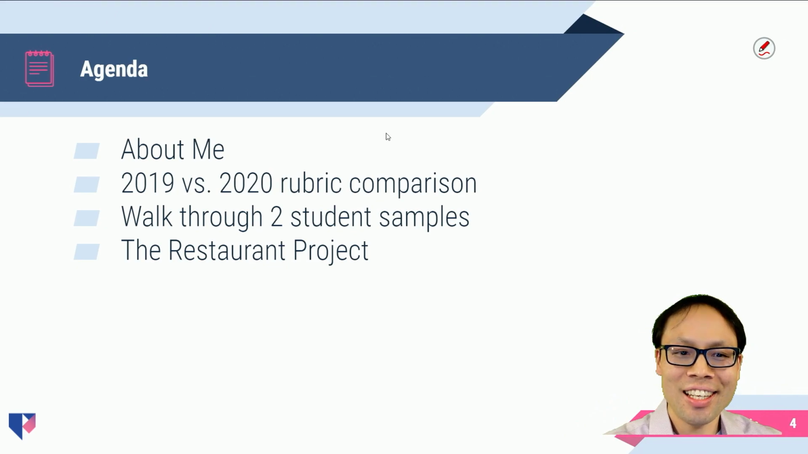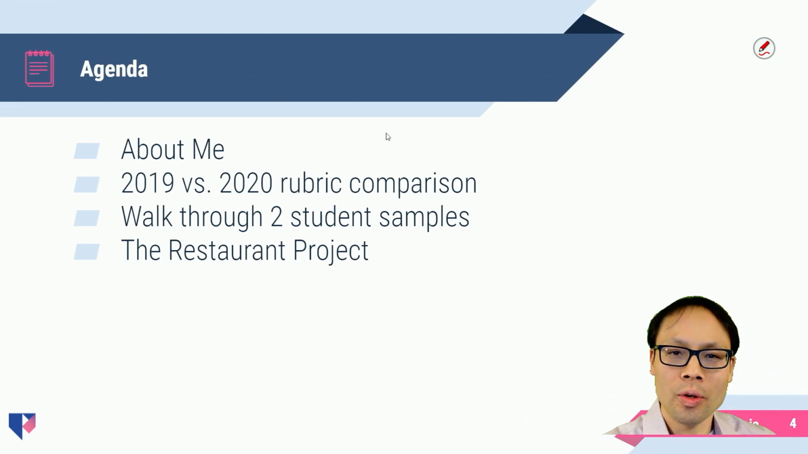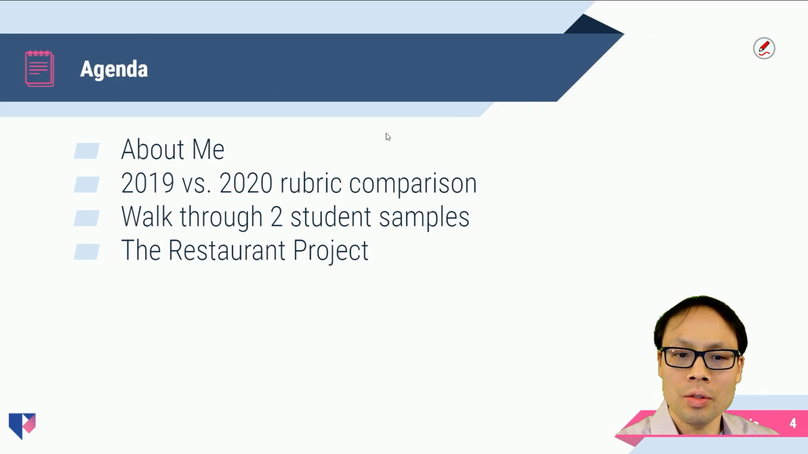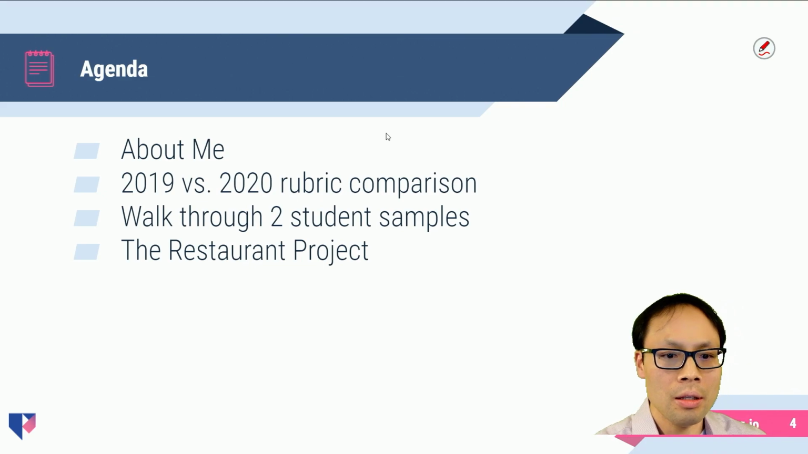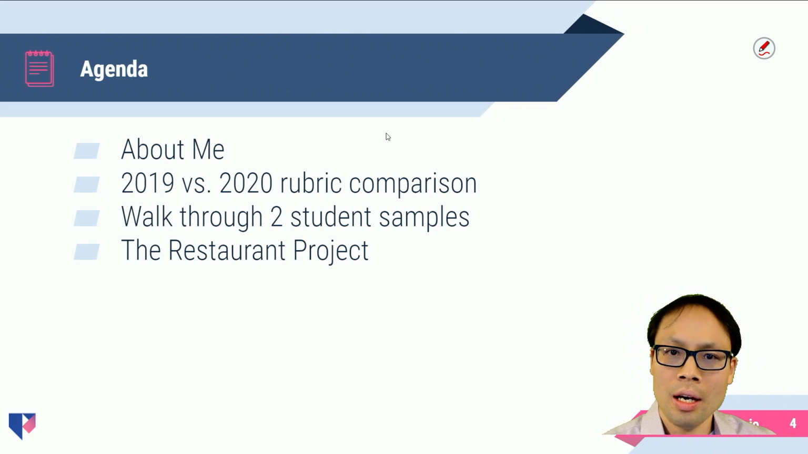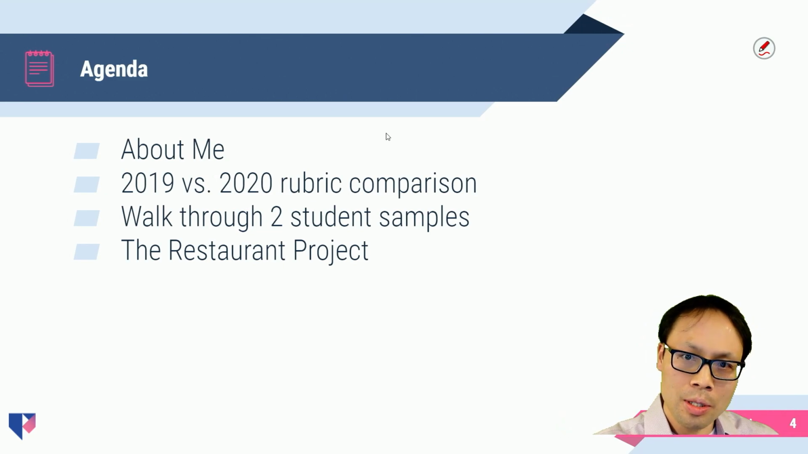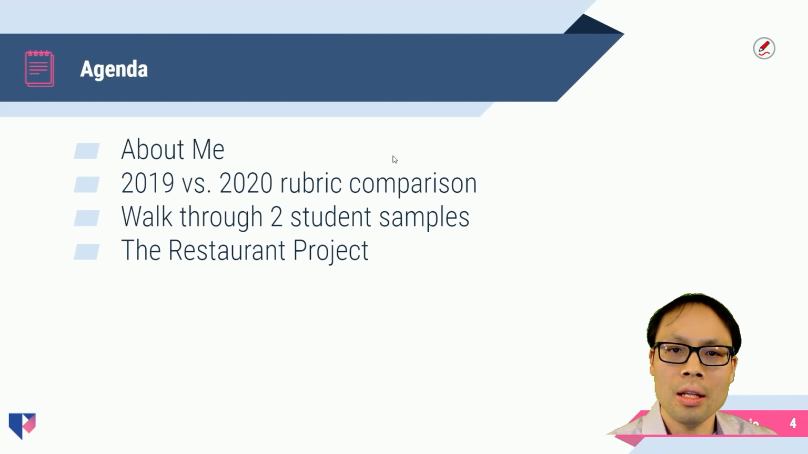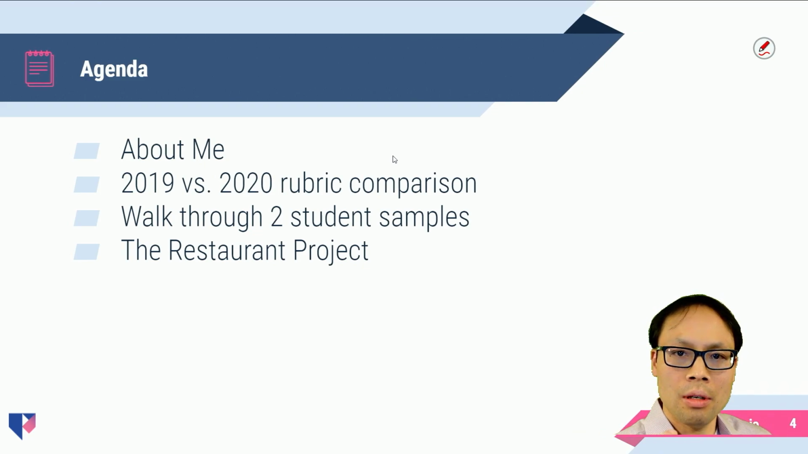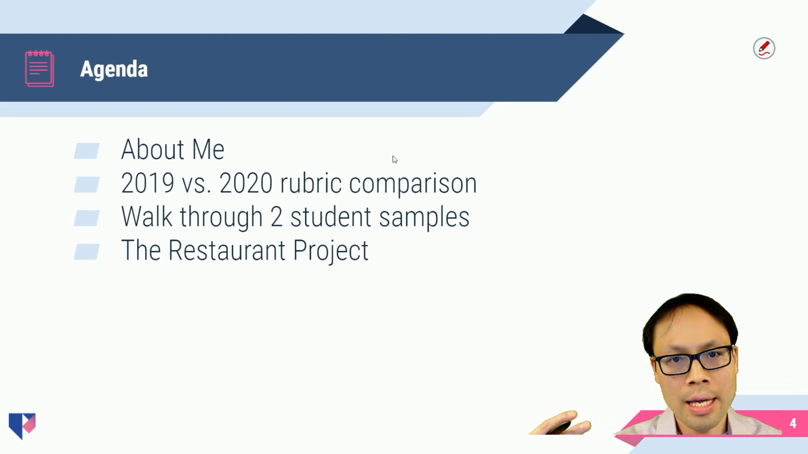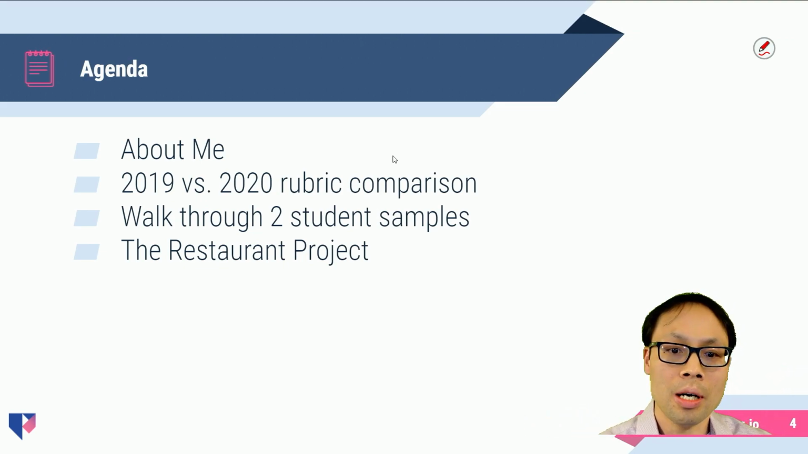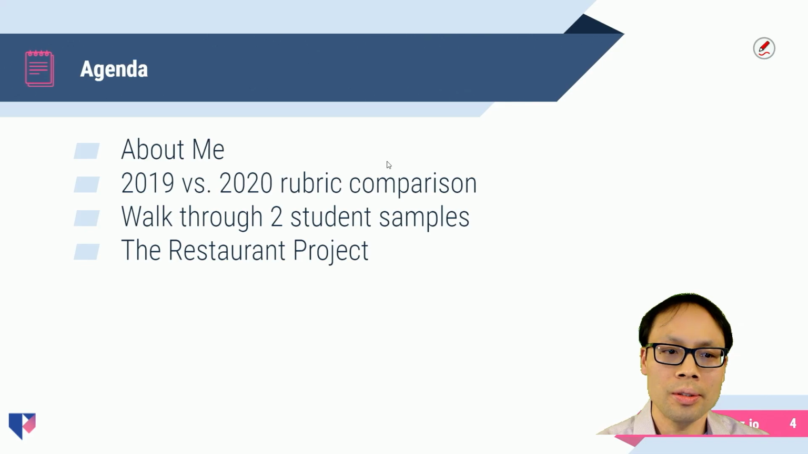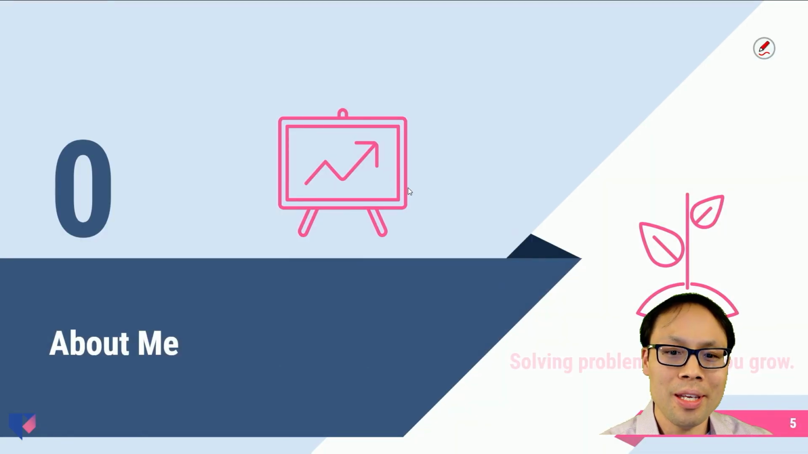On our agenda for tonight, I'm just going to talk a little bit about me. We're going to compare the 2019 to 2020 rubric, kind of compare the two of them. We're going to look at two student samples that the College Board released. These two samples happen to be Python examples, so I thought that it would be a good introduction for us. And then we'll talk about our restaurant project, which is an exemplar that you can find inside of the PopViz teacher resources.